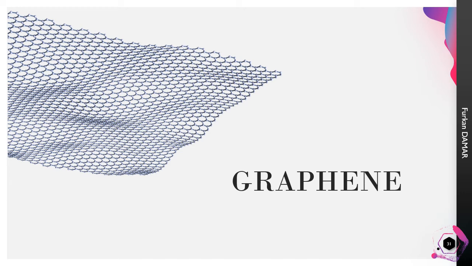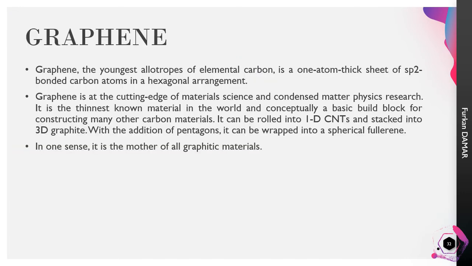Thirdly, I will introduce graphene. Graphene, the youngest allotrope of elemental carbon, is a one-atom thick sheet of sp2 bonded carbon atoms in a hexagonal arrangement. Graphene is at the cutting edge of materials science and condensed matter physics research. It is the thinnest known material in the world and conceptually a basic building block for constructing many other carbon materials. It can be rolled into 1D CNTs and stacked into 3D graphite. With the addition of pentagons, it can be wrapped into a spherical fullerene. In one sense, it's the mother of all graphitic materials.